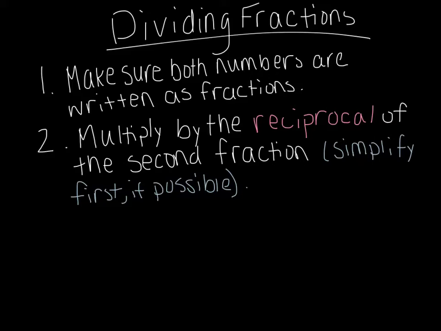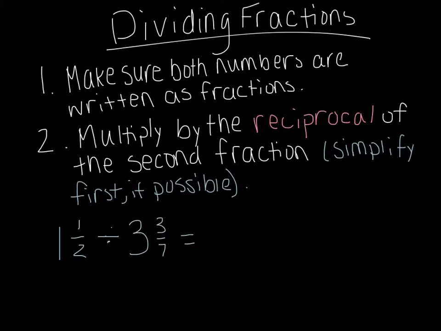Okay, the first thing you'll want to do is make sure that both of the numbers are written as fractions first. And when that comes into play is if you're multiplying by a whole number or if you have a mixed number. So let's say we have 1 1/2 divided by 3 3/7. We'd want to rewrite these as fractions first.